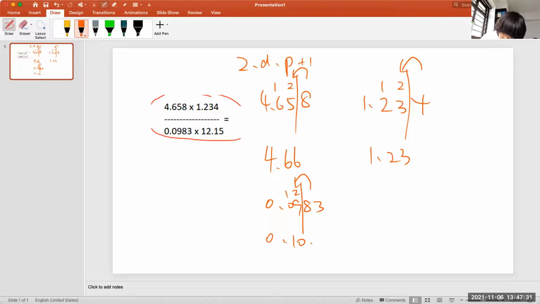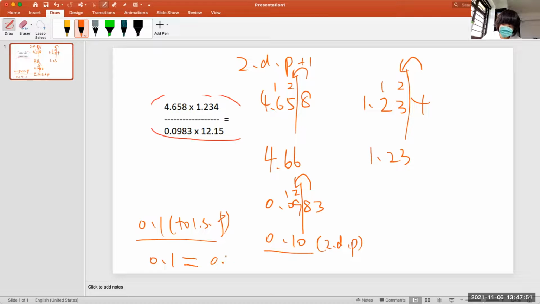Oh, by the way, in this case, it's 0.10, so it's 2 decimal places. Just now it was 0.1. That one is 1 significant figure. So I just want you to see the difference between the two. This is 0.1, this is 0.10. By the way, 0.1 and 0.10 are the same. Mathematically, they are equal. What's the difference here?